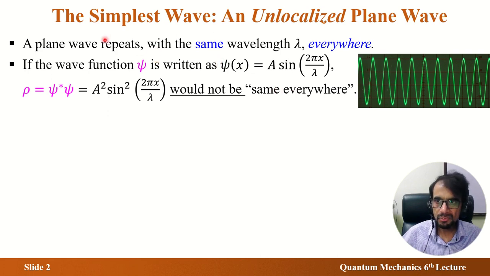A plane wave is a wave that repeats with the same wavelength everywhere. It's just a picture. Of course, no one can draw infinity. You have to use your imagination wherever infinity comes. This space limitation has stopped me. Otherwise, the idea is to continue it everywhere. There's no preferred place.